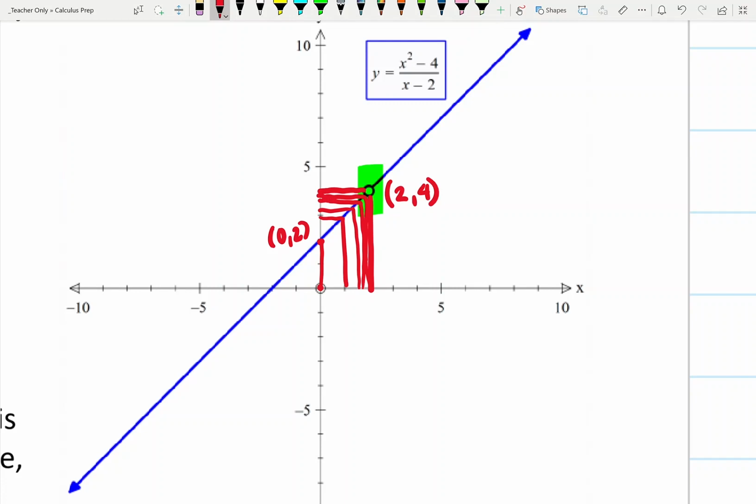If we approach that point discontinuity from the other side, for example, over here when x equals 4, y equals 6. When x equals 3, y equals 5. And you can see that the closer we get to 2 from above, the closer we get to 4, the point discontinuity. But again, we never actually reach that point. And this is the concept of a limit.